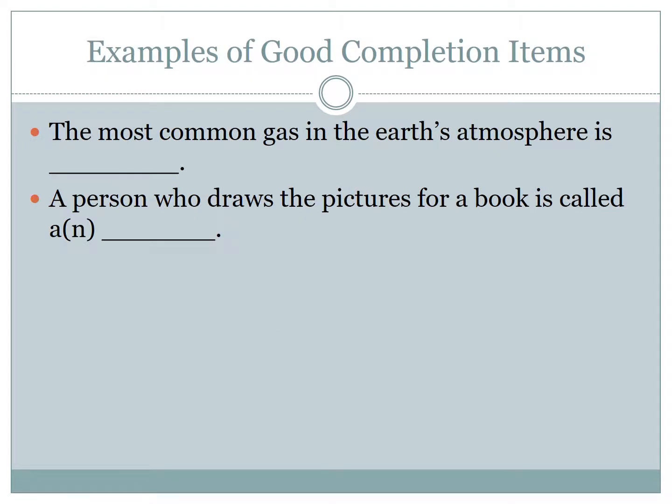Examples of good completion items. The most common gas in the Earth's atmosphere is blank. A person who draws the pictures for a book is called an blank. Notice that in a good completion item, the item is worded such that the blank comes at the end of the sentence.